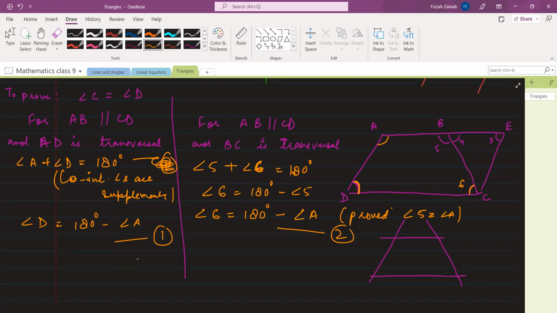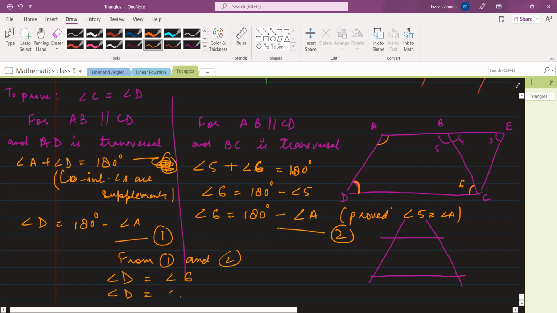Yes, ma'am. So from 1 and 2, you can say that angle D is equal to angle 6. And angle 6 is actually angle C, right? So angle D is equal to angle C. Proved.